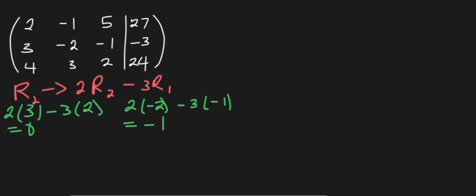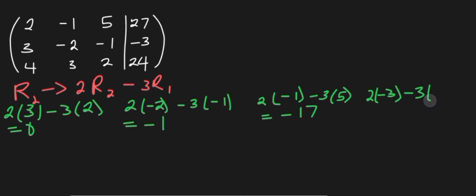For the third entry, we've got 2 times -1 minus 3 times 5. This is -2, -15, which is -17. While for the constant, 2 times -3 minus 3 times 27. This is -6 minus 81, which is -87.